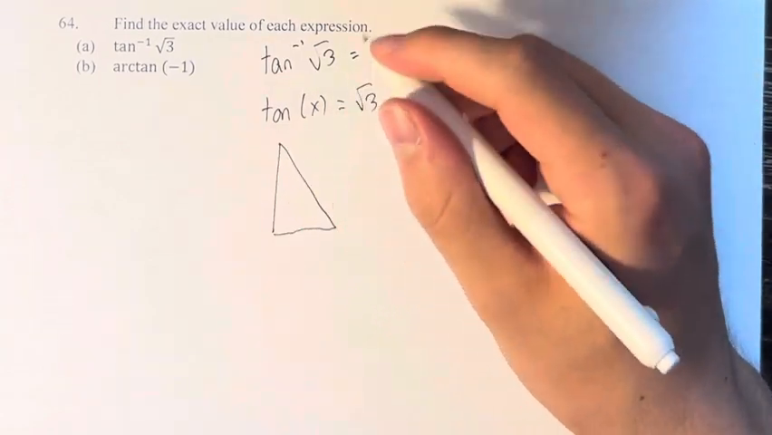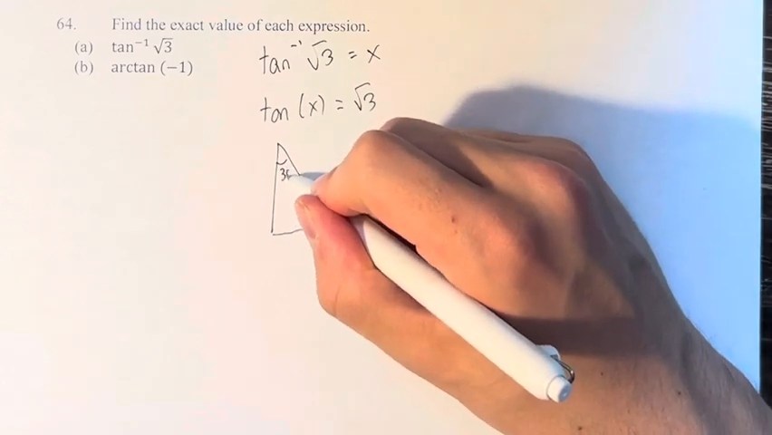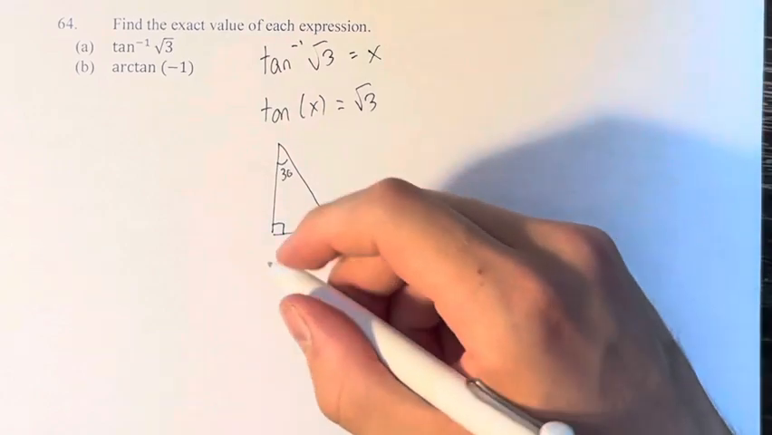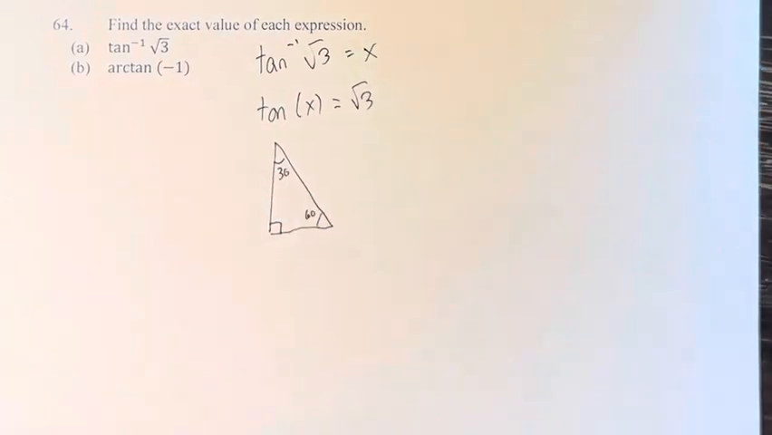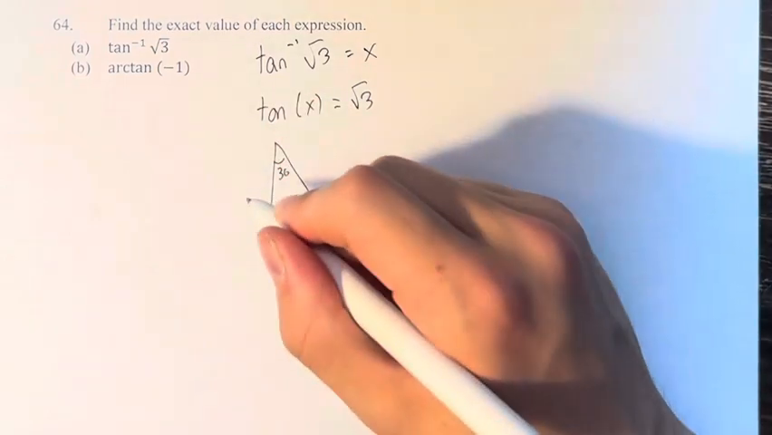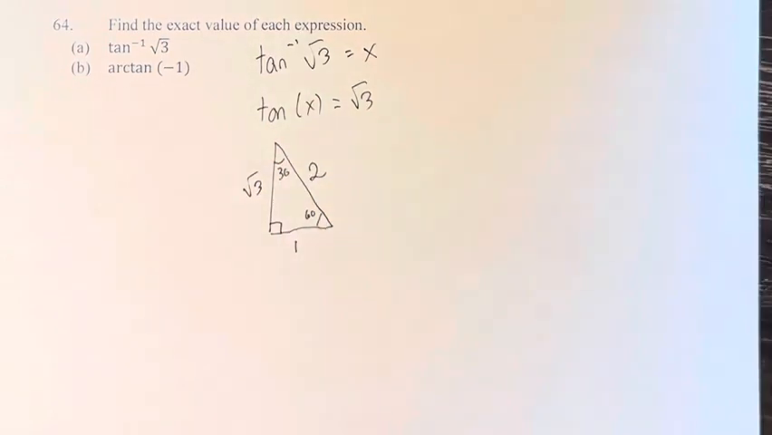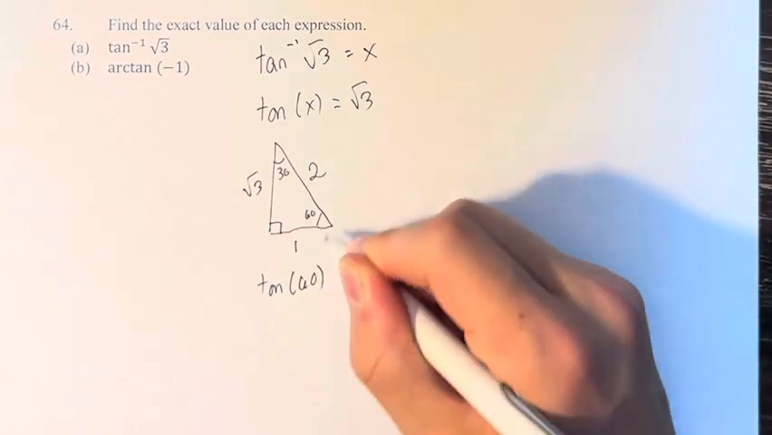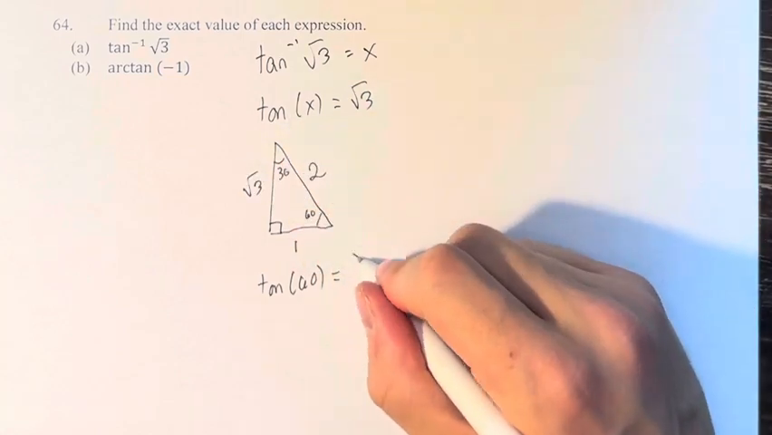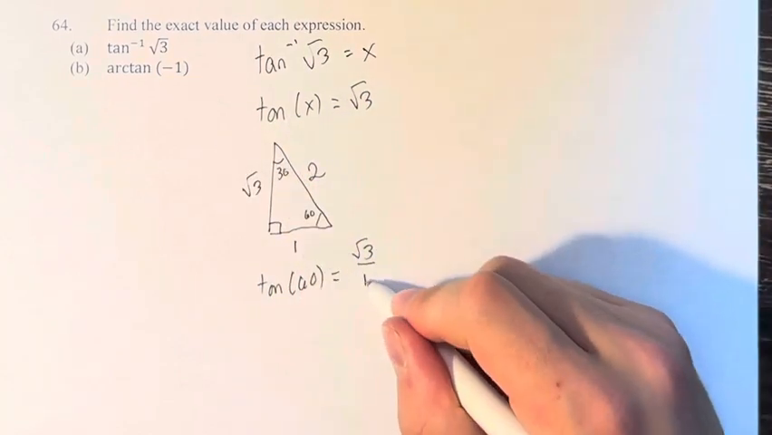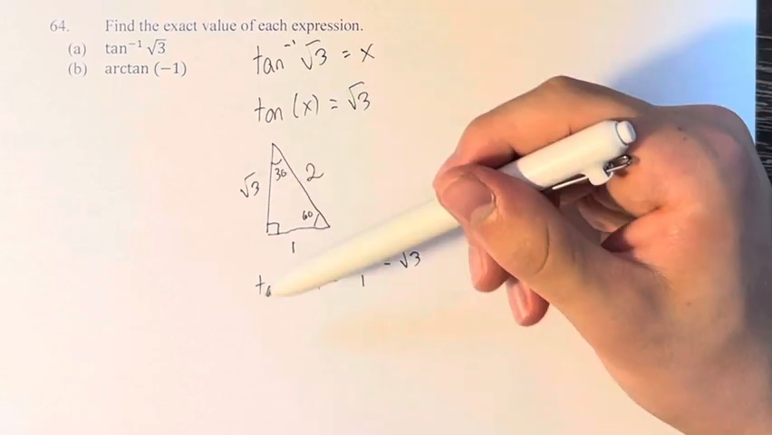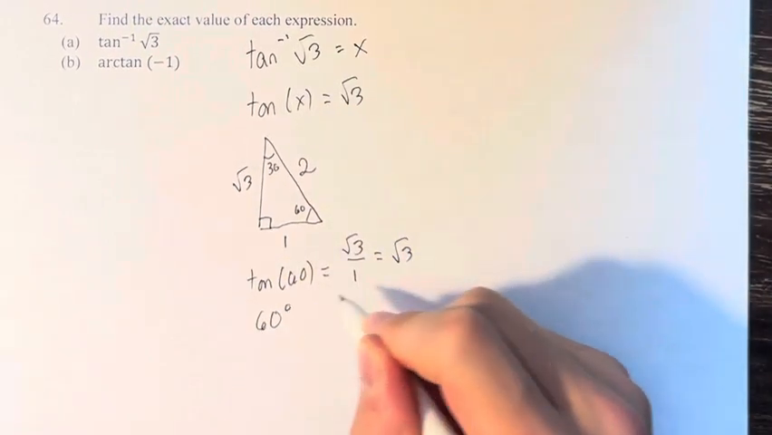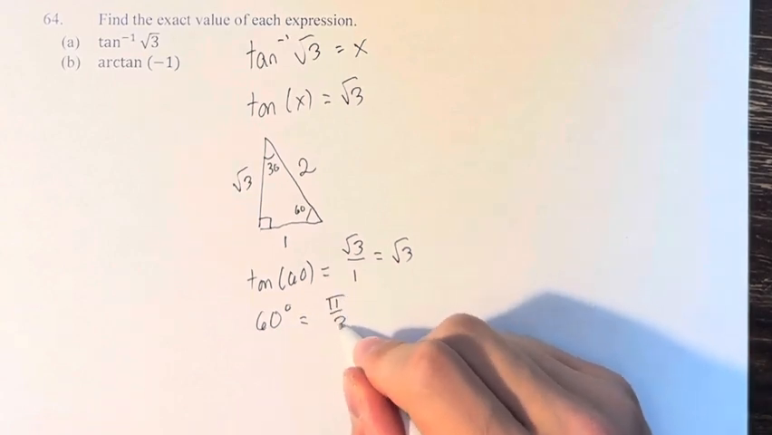where if we have a 30, 60, 90 right triangle, the side lengths are proportional to 1, root 3, 2. If we're taking the tangent of this 60-degree angle, that's equal to the opposite side, which is the square root of 3, over the adjacent side, which is 1. And we get that tangent of x is equal to the square root of 3 when x is equal to 60 degrees. And you just have to convert 60 degrees into pi-thirds radians.